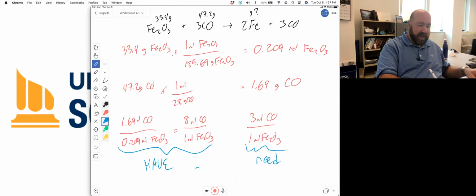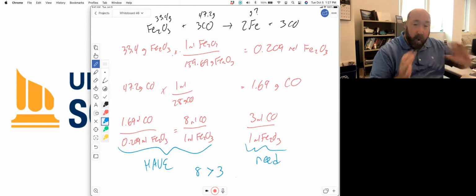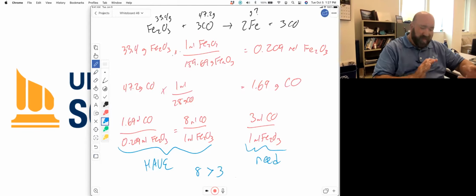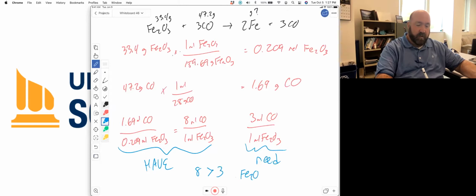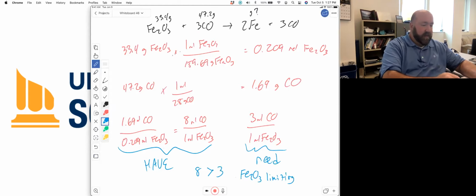And since 8, what we have, is larger than 3, what we need, that tells us that we have more than enough of our carbon monoxide. We have plenty of it, 8 moles for every 1 mole of Fe2O3, and we only need 3. So the carbon monoxide is absolutely in excess, and that once again tells us that our Fe2O3 is limiting. From there, you would then take the last step.